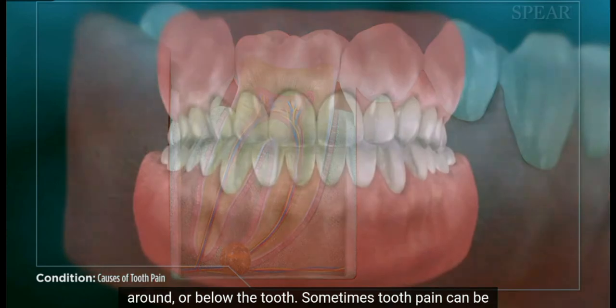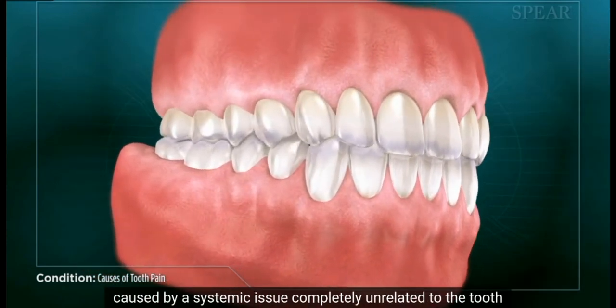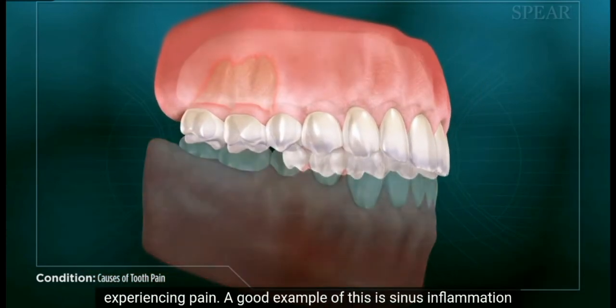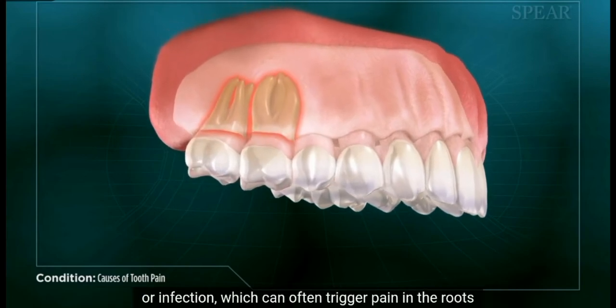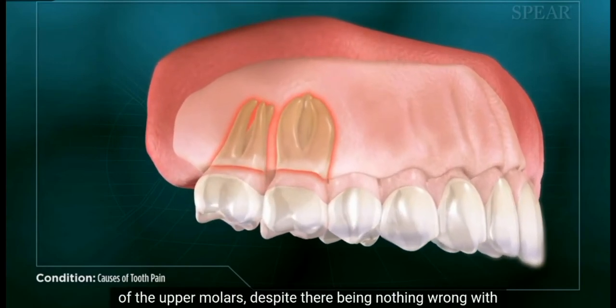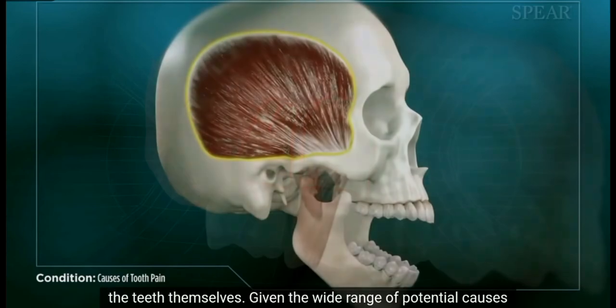below the tooth. Sometimes tooth pain can be caused by a systemic issue completely unrelated to the tooth experiencing pain. A good example of this is sinus inflammation or infection, which can often trigger pain on the roots of the upper molars despite there being nothing wrong with the teeth themselves.